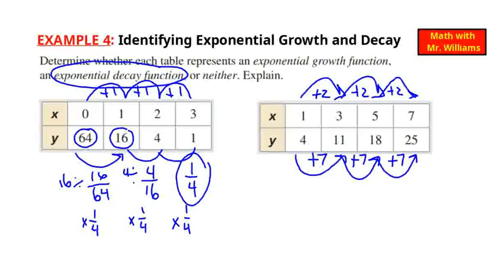So this is neither exponential decay nor growth. This is actually going to be a linear situation. So this answer is neither, because it is linear.